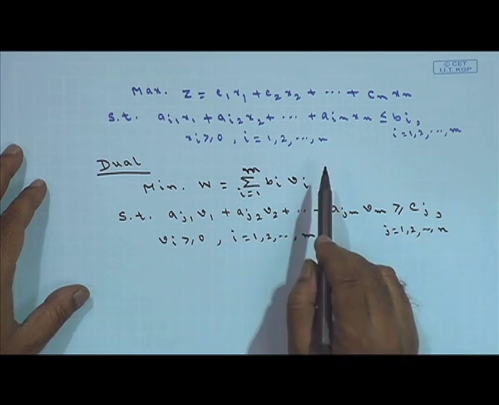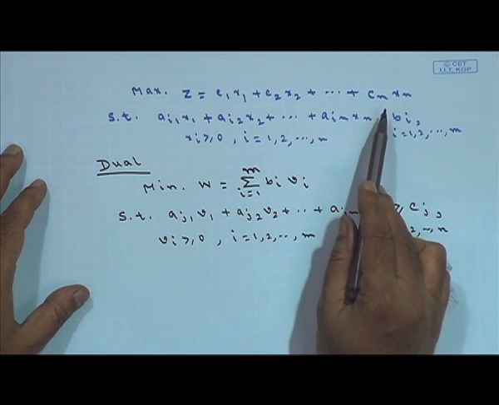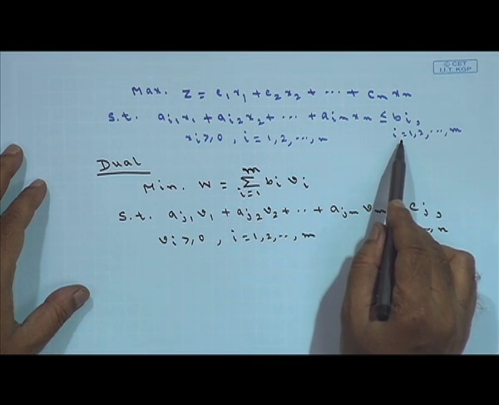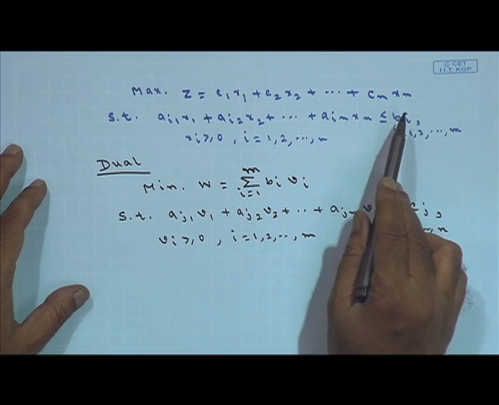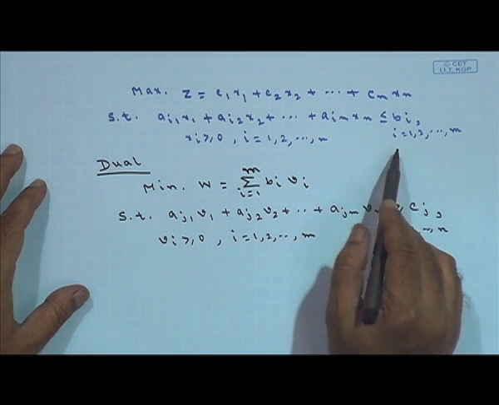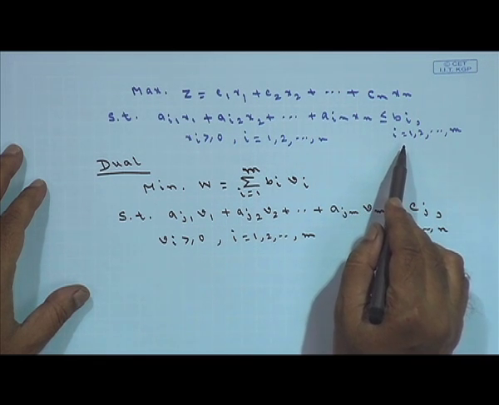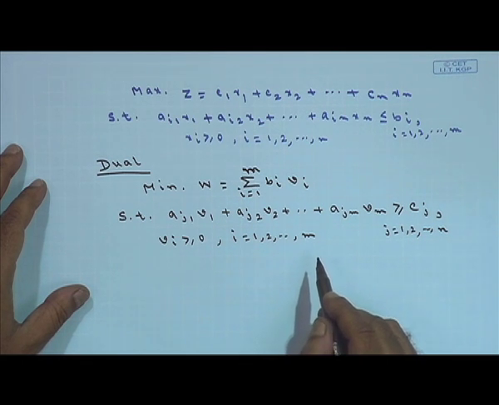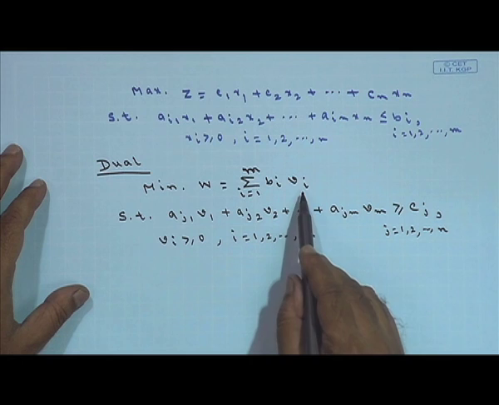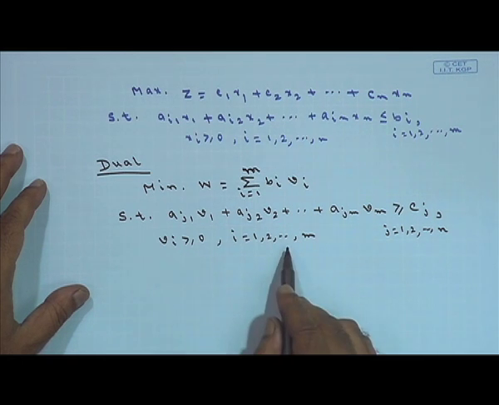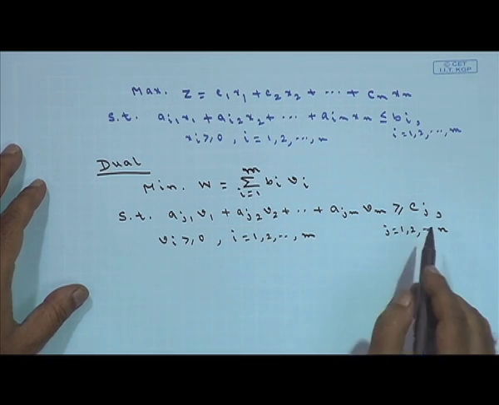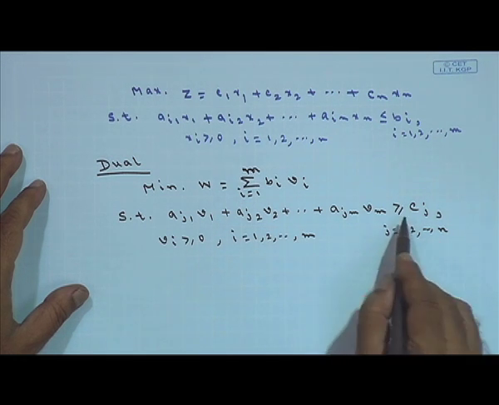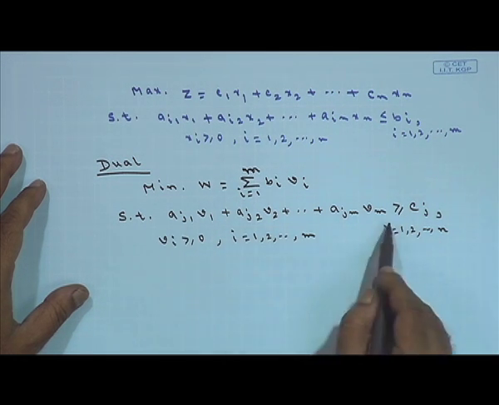In the original primal problem, you had n variables and m constraints. The n variables were x1, x2, ..., xn. Since you have m constraints in the original problem, in the dual problem you will have m variables, which we denote as v1, v2, ..., vm, and the number of constraints will be n. Here j varies from 1 to n.